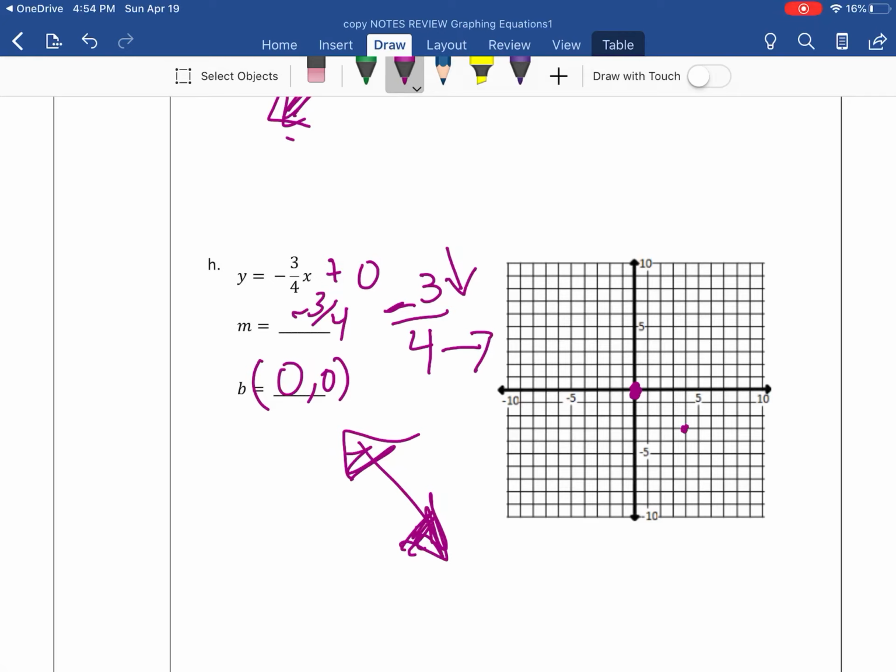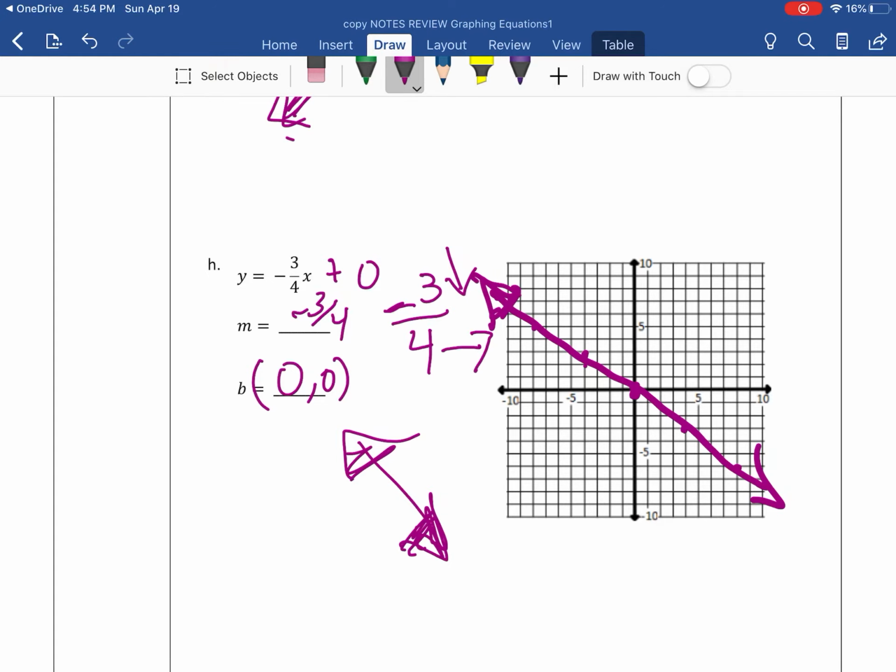Right 4, down 3. 1, 2, 3. Right 4, down 3. Now let's go backwards. Let's go left 4, up 3. Left 4, up 3. Then you can use your pencil and voila, we're done.